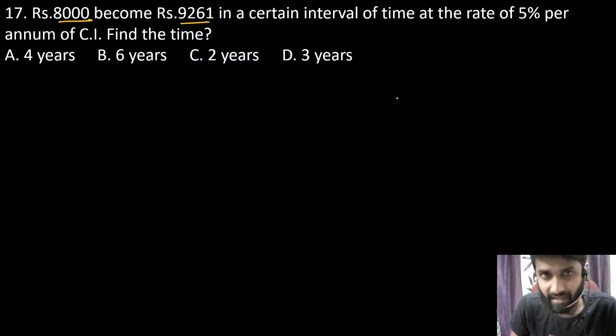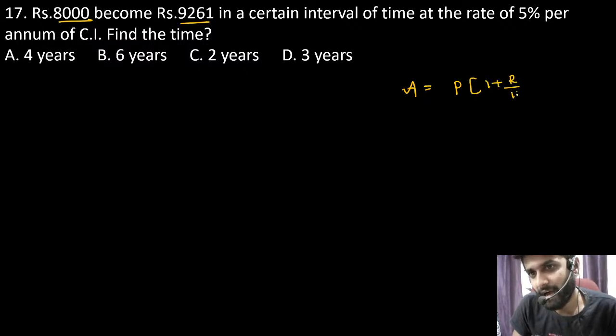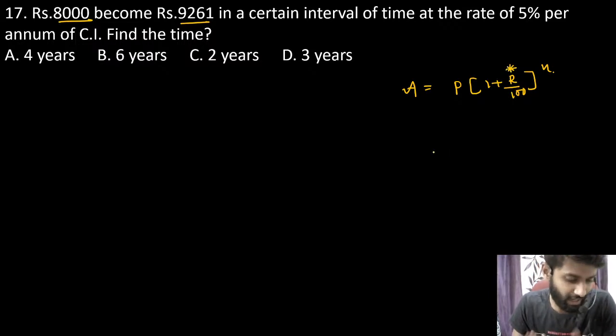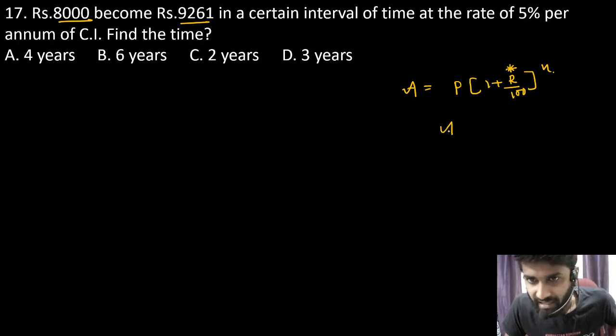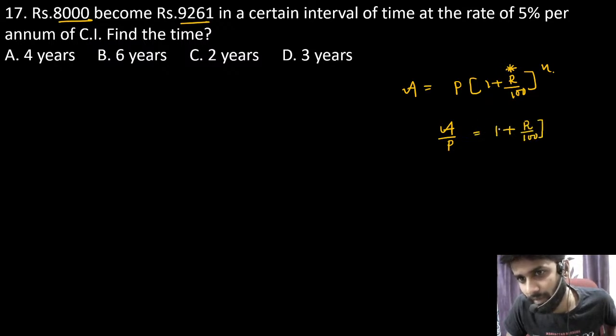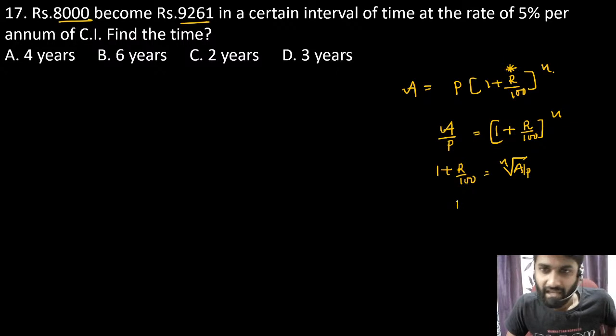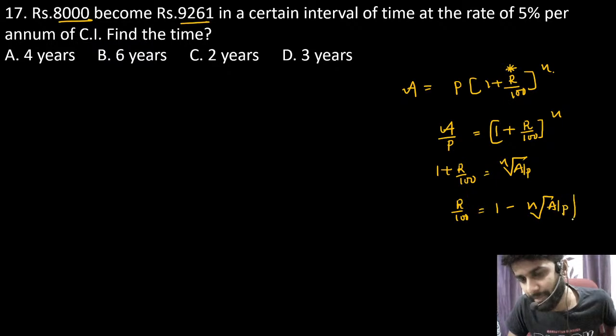Now I am telling you, guys, see, the amount formula is exactly P into 1 plus R by 100 whole power n. Sometimes we need to calculate the R value, sometimes the rate, sometimes the n value. Whatever the question, observe the concept. Then A by P is exactly 1 plus R by 100 whole power n. Same thing. If you want R, 1 plus R by 100 is exactly the nth root of A by P. If you want R by 100, the value becomes the nth root of A by P minus 1. Keep it in mind, guys.